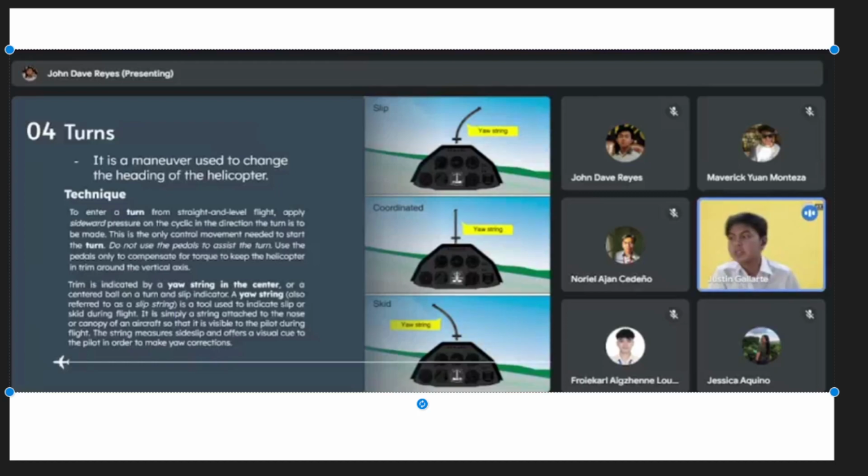Next, trim is indicated by a yaw string in the center, as we can see in the picture at the side of the presentation. The yaw string is also known as the center ball on a turn and slip indicator. A yaw string, also referred to as a slip string, is a tool used to indicate slip or skid during flight. It is simply a string attached to the nose or canopy of an aircraft so that it is visible to the pilot during flight. The string measures side slip and offers a visual cue to the pilot in order to make yaw corrections. Next slide, please.